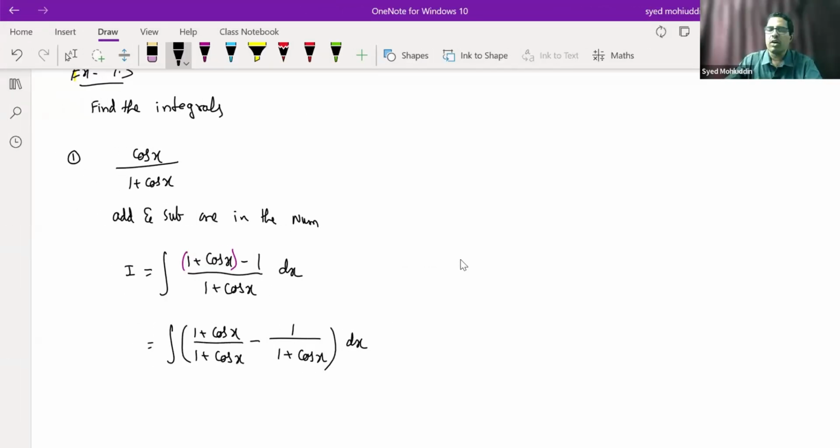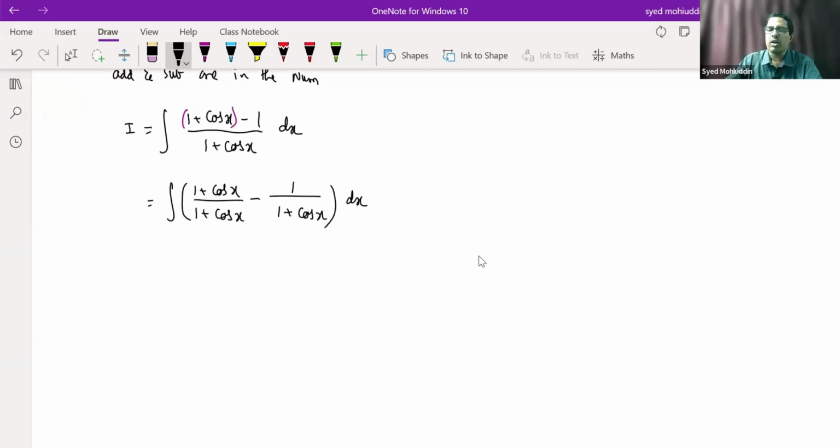To simplify further, the 1 plus cos x will cancel out, and you're just left with 1. So 1 times dx will just give us dx itself. Again, the minus sign is there. Apply the integral for the second term: it is the integral of 1 by 1 plus cos x into dx. I've just split these two terms and we have got two integrals. Now we need to simplify this one.